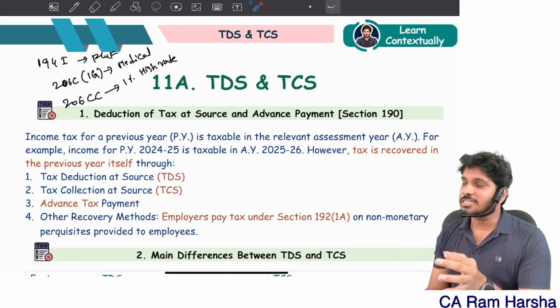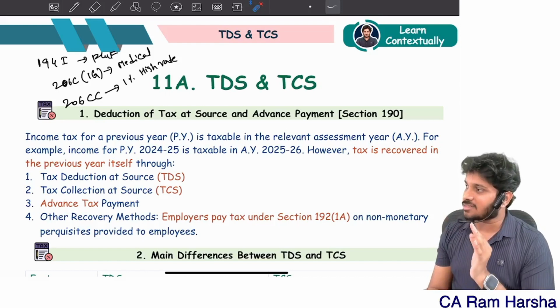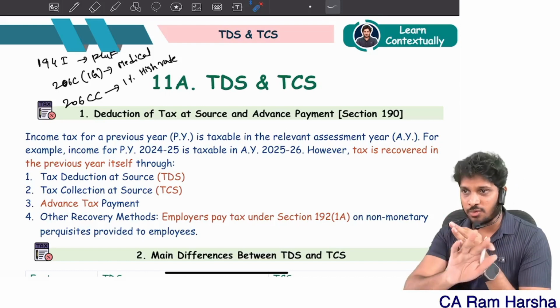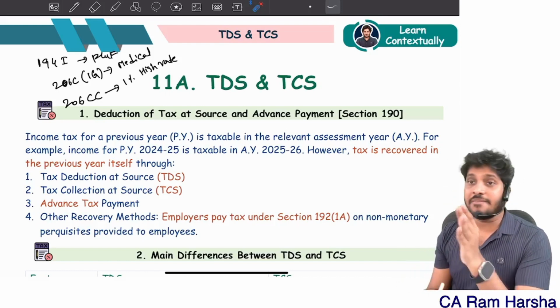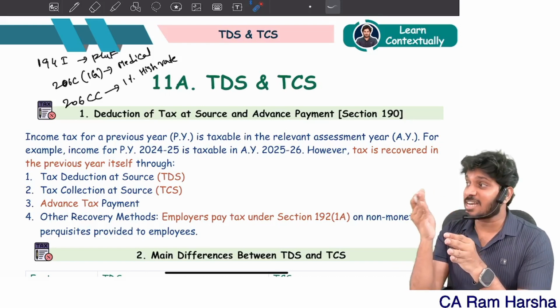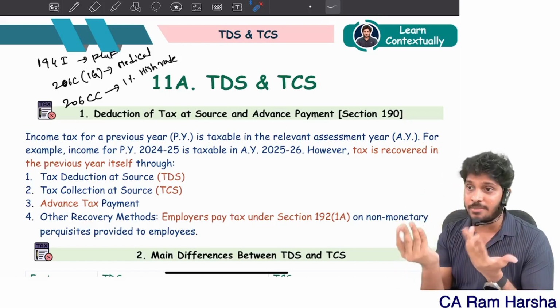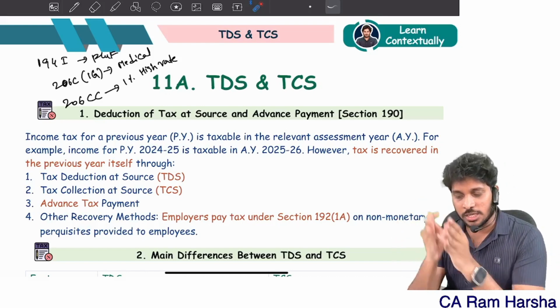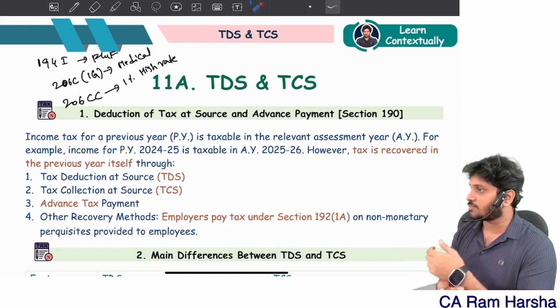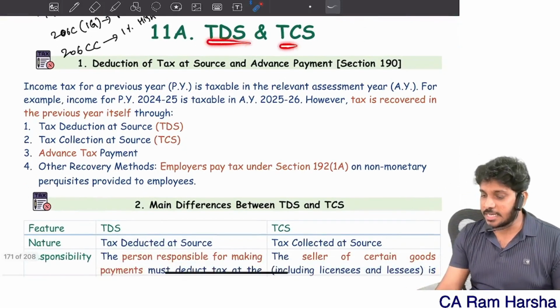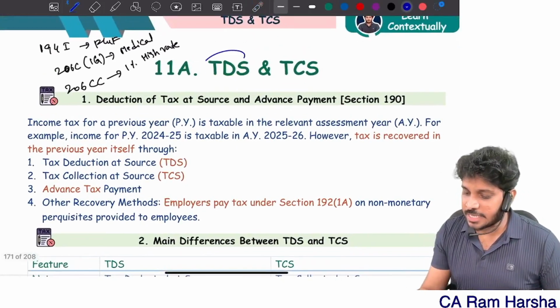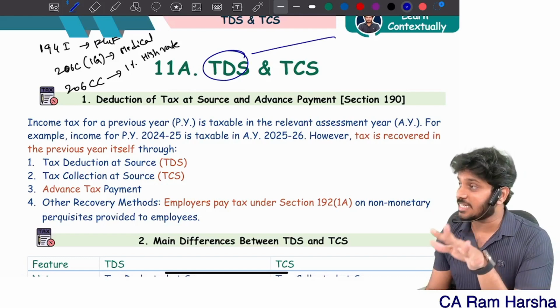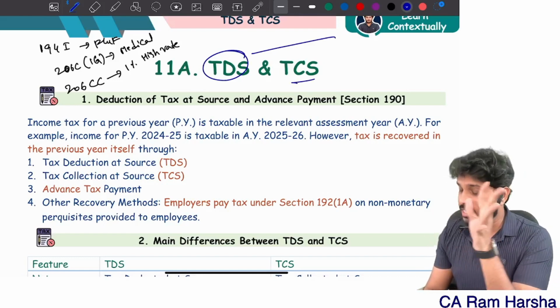Literally, the income tax department will collect your entire tax amount in the previous year itself without waiting until the assessment year. If at all you have any pending tax liability in the assessment year, you are still liable for interest under 234B. Yes or no? Fine. Anyhow, 234BC will come back in advanced tax revision. Now, TDS and TCS. What is the difference between TDS and TCS? TDS is tax deducted at source. TCS is tax collected at source.